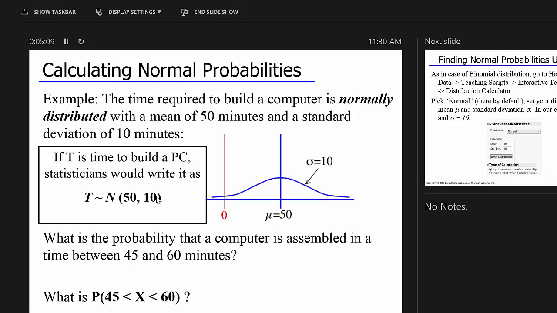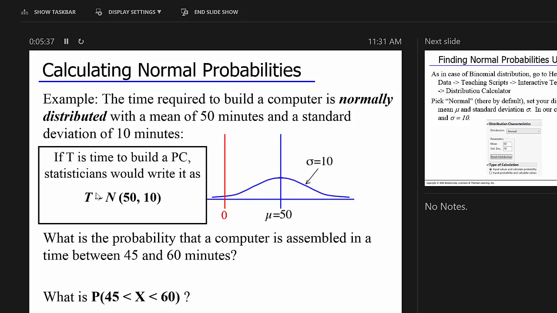Statisticians adopted a shorthand notation for that. Here is how to write it in a short way. Time to assemble a computer, I'm going to use capital T to denote the random variable. From computer to computer, it's a different number. So time to assemble a computer, a random variable, is distributed. Distributed is a tilde sign. Normally distributed is capital N.